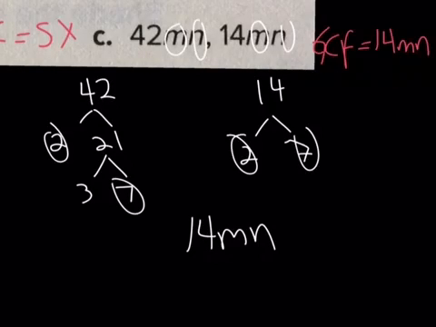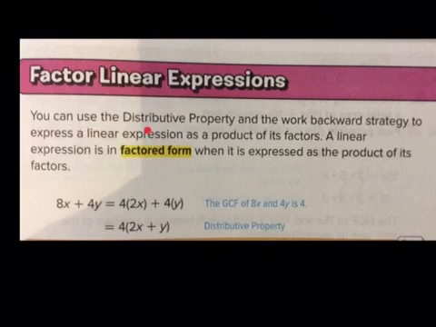Copy it down, please. I hope you're getting this. You can use the distributive property and then work backwards, okay? Strategy to express a linear expression as a product of its factors. A linear expression is in factored form when it is expressed as the product of its factors. What do they mean by that? There it is. We are writing it in factored form. And here we have it already factored, and this is when we use the distributive property. I will use the distributive property here to get this again.